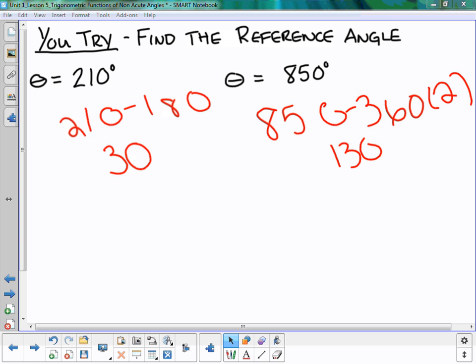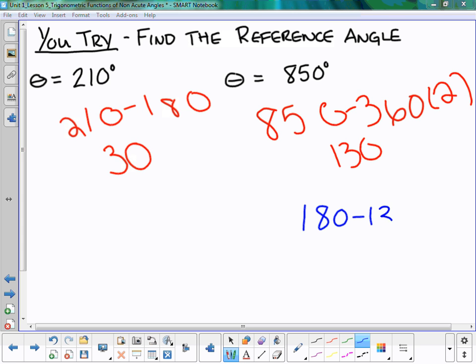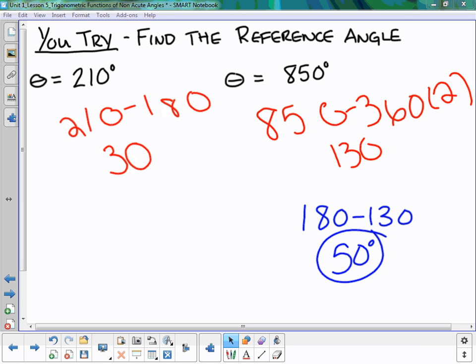Okay, so we missed one step. This 130 is coterminal with 850. 130 is in the second quadrant, so we'll subtract it from 180. So we just have one more step to go. Cool. Got both of those. Okay, so that's that plus a little bit more is the new step, and then we're still going to use the sine, cosine, tangent, and those ratios to find values.